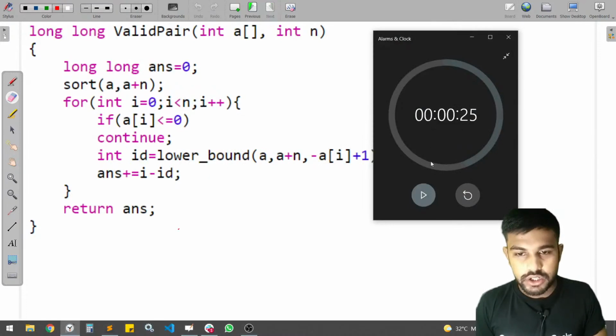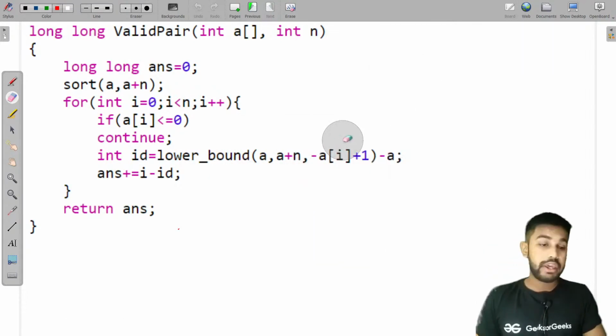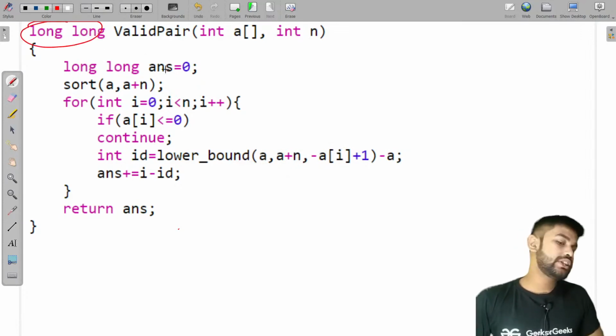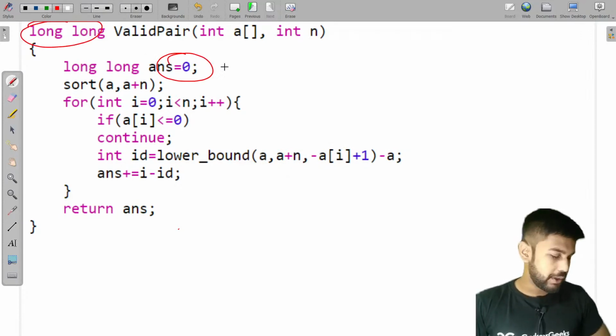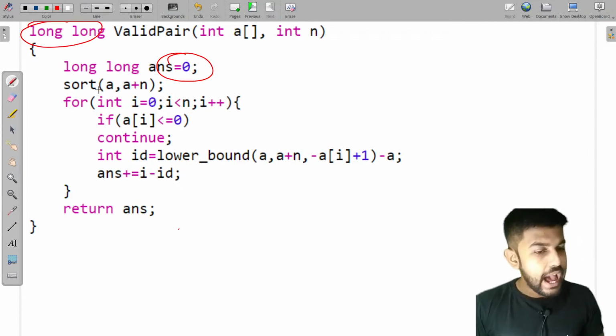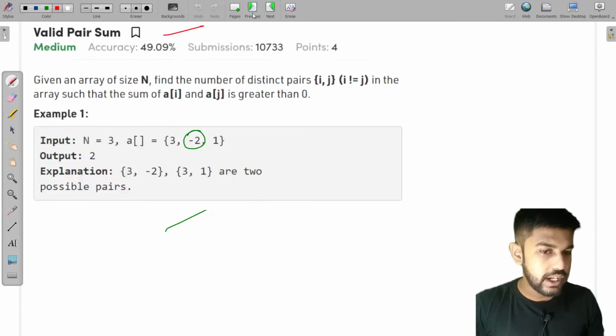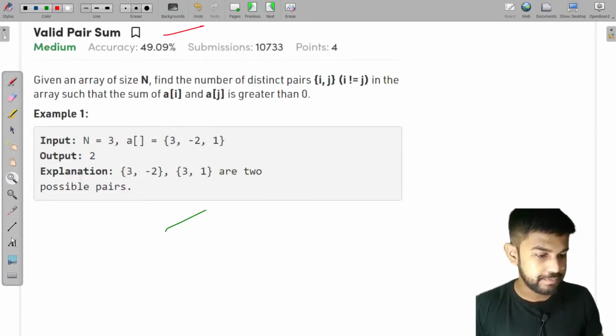Yes, for sure. Let me do it. So we need to return a long. So we would initialize a long answer with 0, because initially the value would be 0. And next we would be searching the value. So let me copy paste this, and I would be able to explain much more easily.